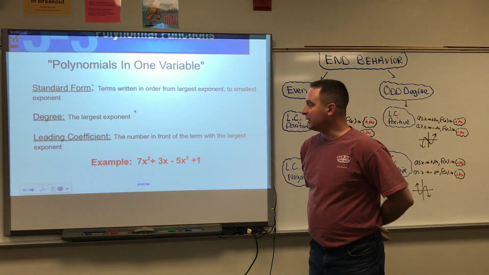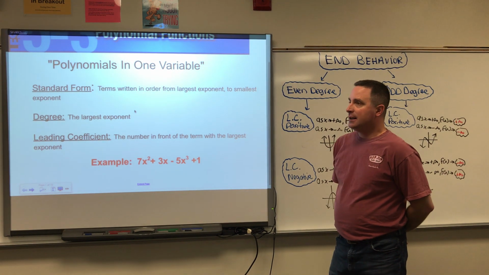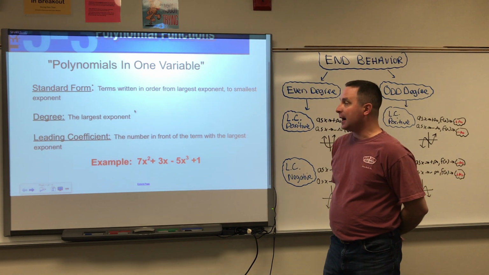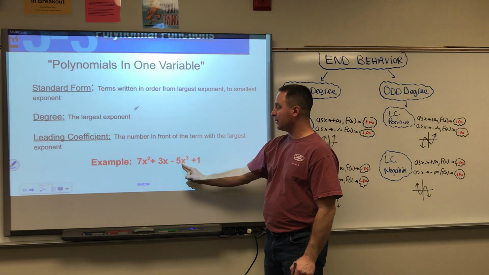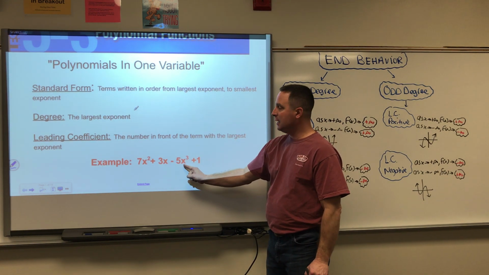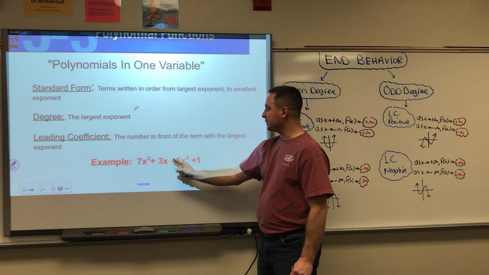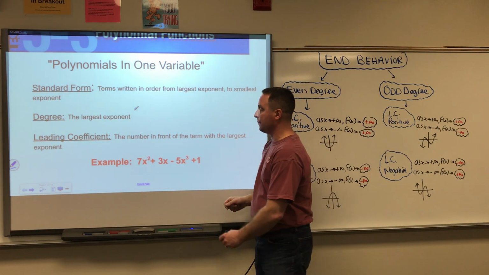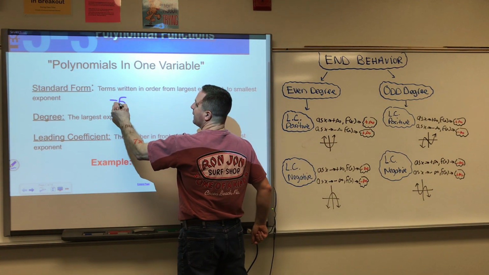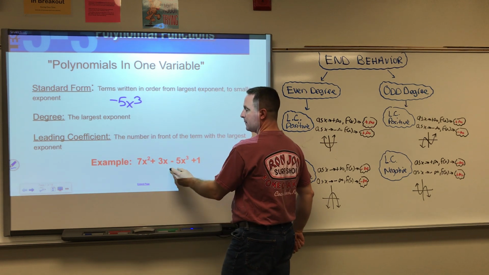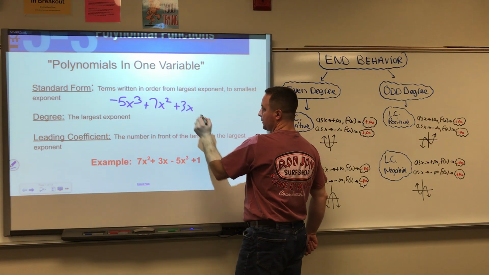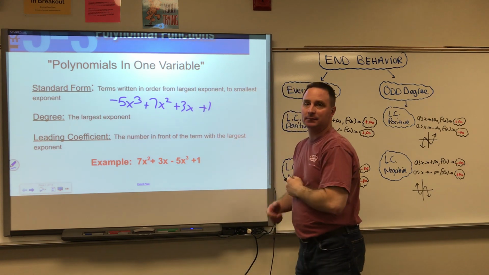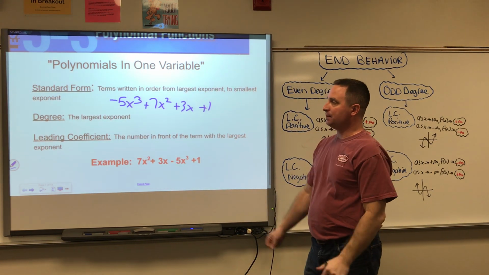If I look at this little polynomial, it's not written in standard form right now, but if we were to write it in standard form, we're going to look for the largest exponent, which is this guy, the third power, and then the second power, the first power, and then the constant. So in standard form, this one would look like negative 5x cubed plus 7x squared plus 3x plus 1, if I write it in the proper order.